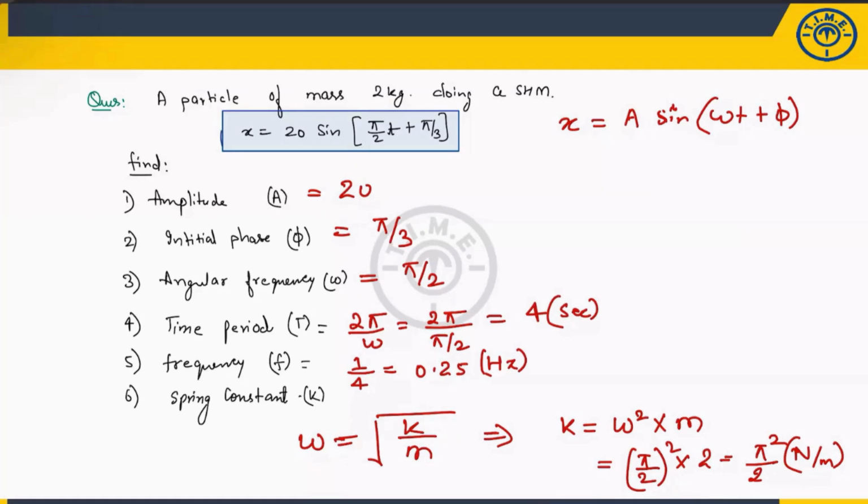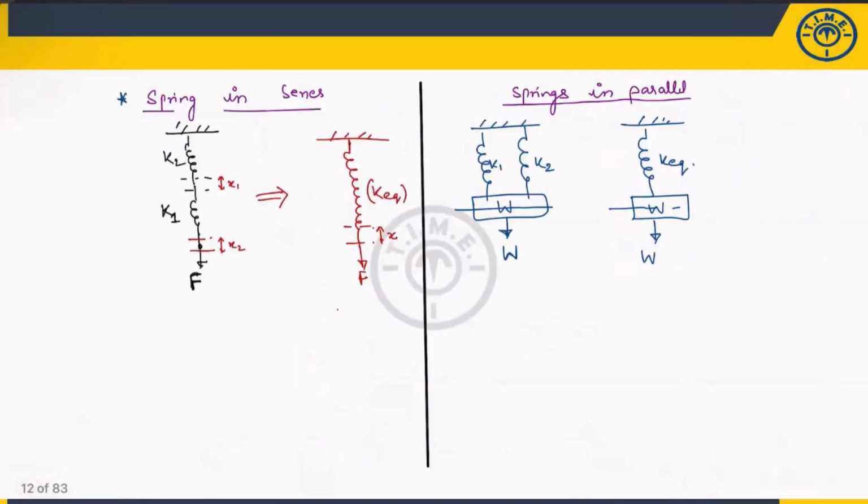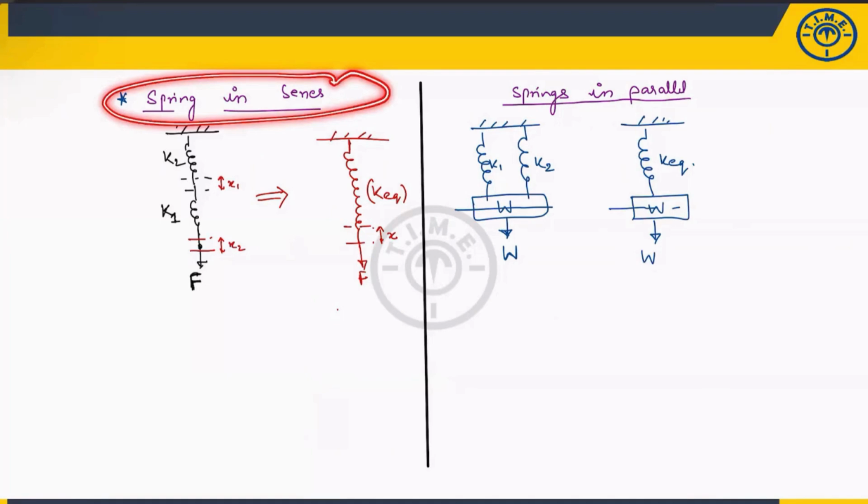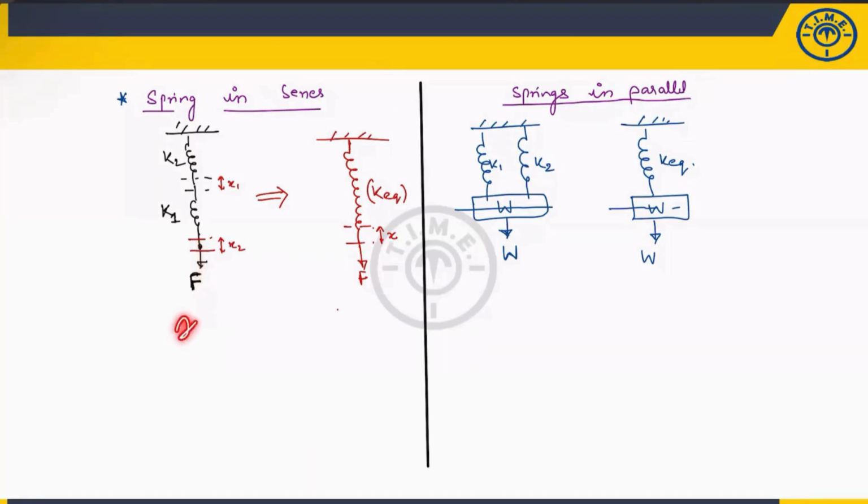Okay. Now the next thing is, for example, if the springs are connected in series or parallel, that means the spring combination, and they want to know what will be the natural frequency, how will you calculate that? That is the important thing. So before that, I just want to quickly revise. When the springs are connected in series, what will be the equivalent spring constant? Very simple.